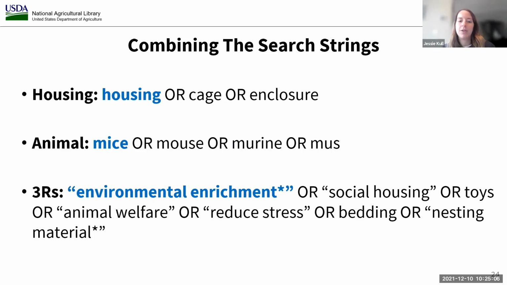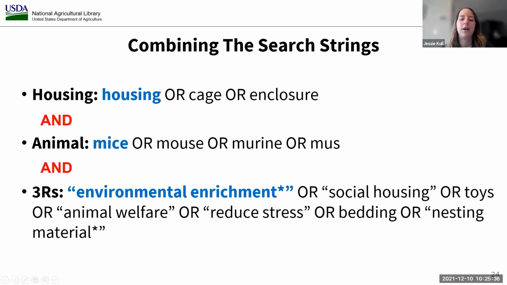And then some of you may have also noticed the asterisk on the term nesting material. And what I'm doing there is truncating the word material so that it captures all word endings of that term, such as nesting material or nesting materials. Another term we typically like to truncate is the term behavior. So instead, you would put an asterisk after the V in behavior. So you would get terms like behave, behaves, the European spelling of behavior, behaved, etc.